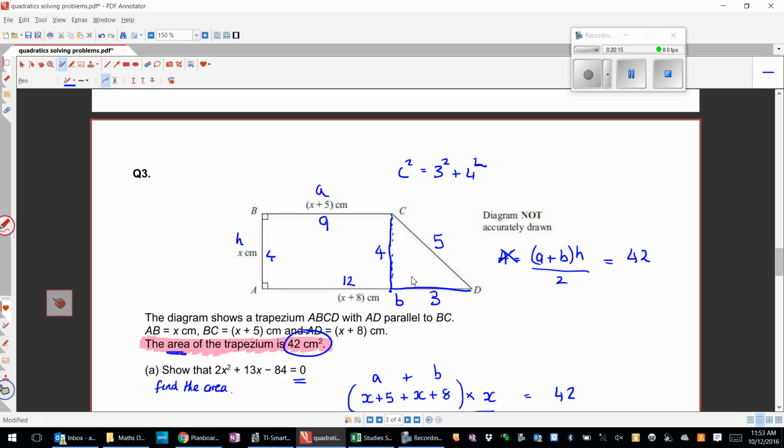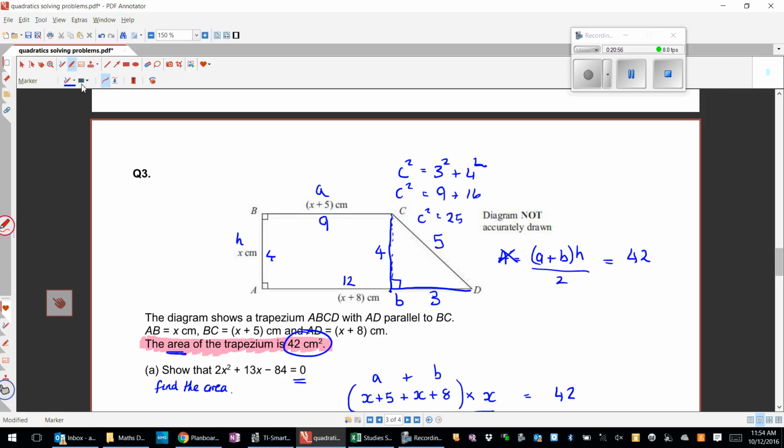Wait, so if it's 7, 8, it'll be 9? No, it only works with 3, 4, 5. It would also work with 6, 8, 10. But this is the first one that's really easy to remember, and they use it quite often. You can still work it out: c squared would be 9 plus 16, so c squared is 25, which means c is the square root of 25, which is 5. It just saves you a few seconds. So then we've got 9, 4, 12, 5. There's your perimeter.